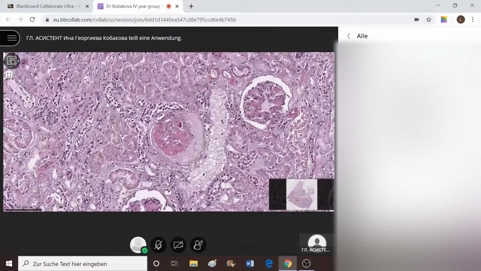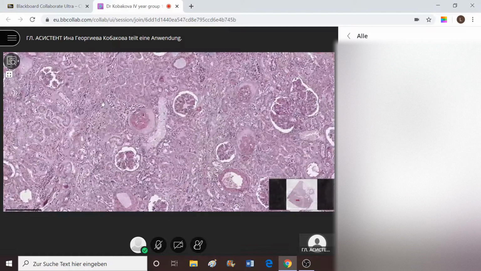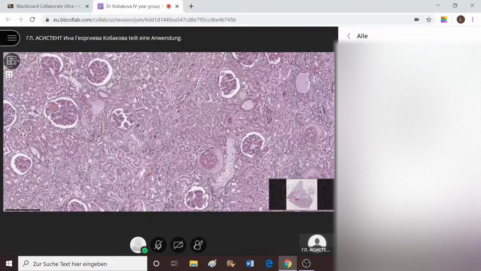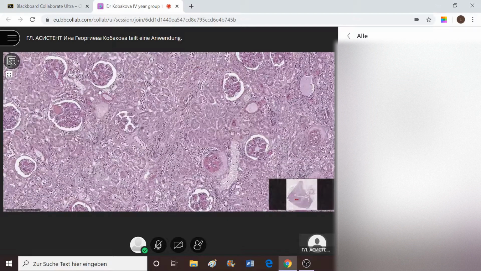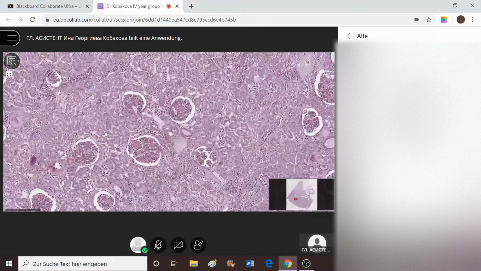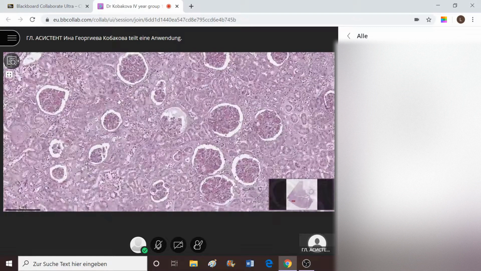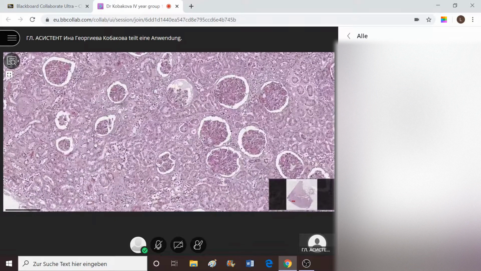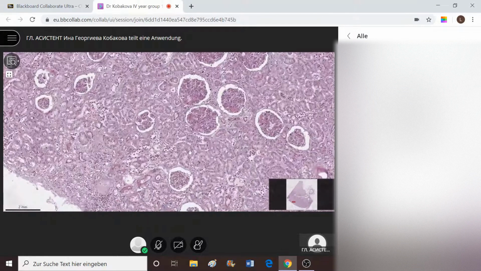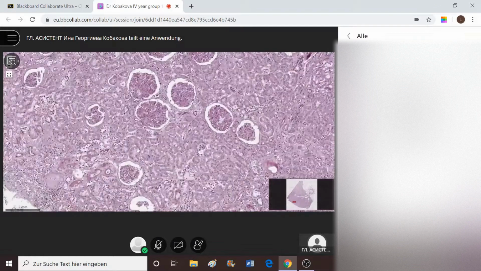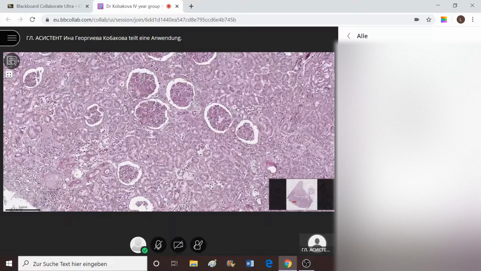So, again, a Kimmelstiel-Wilson body, again one, and again one here. As far as I remember, we paid a lot of attention to this type of disease when we were in practicals. Do you remember the stages of diabetic glomerulopathy when we discussed it in practicals? Can you write them down? There are 4 stages of it.